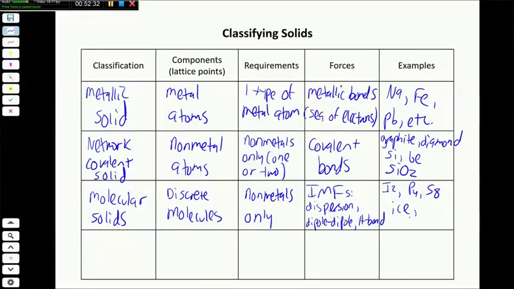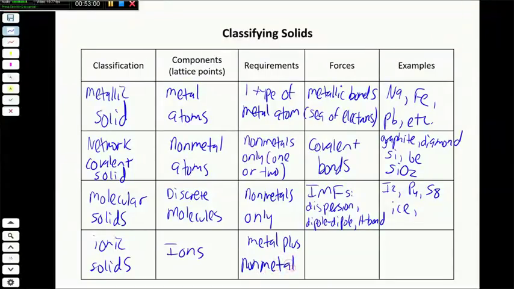And then the last one, which I think is the easiest to identify, are ionic solids. The lattice components in an ionic solid are just the ions that make up the compound. As we learned way back in Chapter 3, if you want to identify an ionic compound, it's a combination of a metal with a nonmetal, or in some cases, a metal with a polyatomic anion. I think we're pretty familiar now with how to recognize an ionic compound, and we would expect that any common ionic compound would exist as an ionic solid.